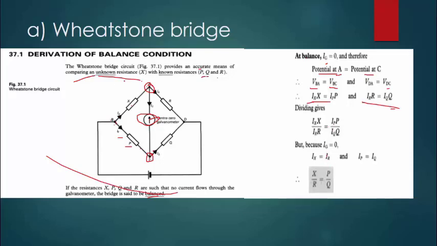Because Ig is 0, if Ig is 0 then current inayopita kwenye Ix ni sawa na current kwa sababu none is split kuja huko. So all current that passes there does not pass here and all goes kwenye Ir. So Ix ni sawa na Ir, so they cancel. Again Ip ni sawa na Iq because no current that splits kwenda huko. Ip ni sawa na Iq. So you remain with X over R is equal to P over Q. So X over R is equal to P over Q. So the ratio of the two is equal to the ratio of the other lower two.